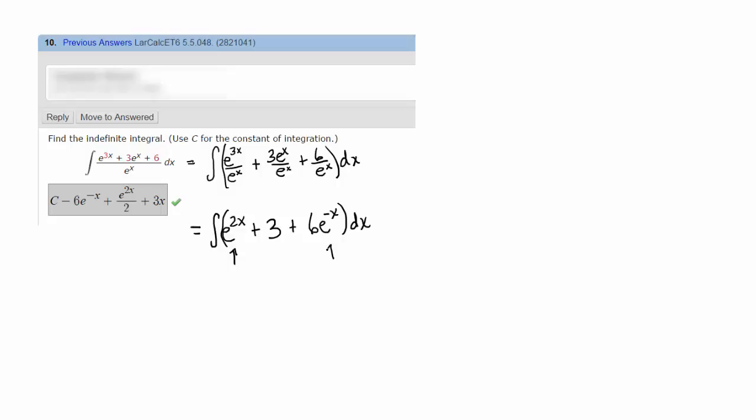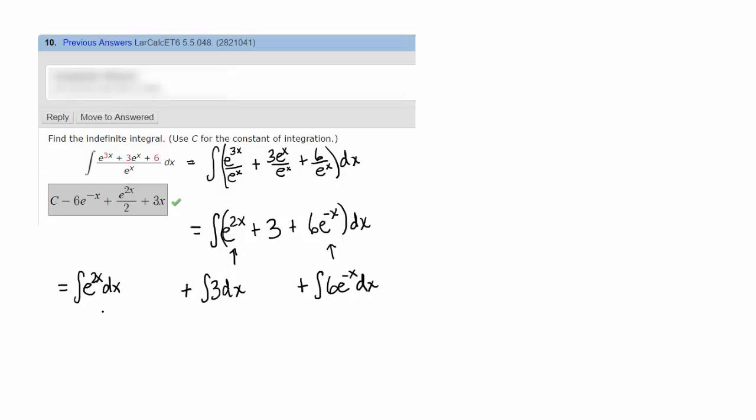And we're also going to have to use a substitution over here in the third term, but this time it's e to the negative x. That's two different substitutions. So to keep our minds clear on what's happening, let's break this up. This is going to be the integral of e to the 2x dx plus the integral of 3 dx plus the integral of 6e to the negative x dx.